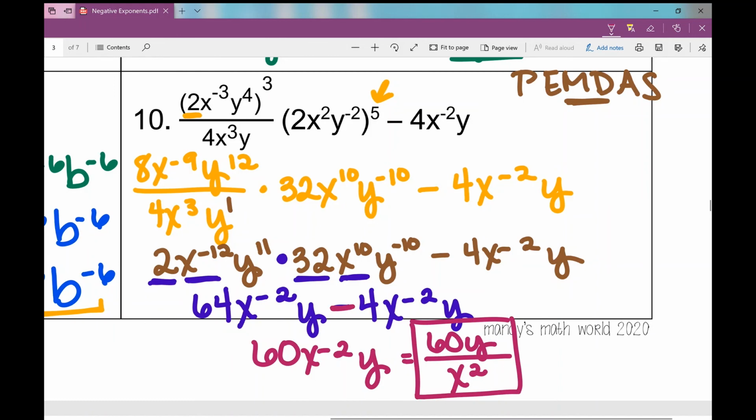Lots of notes today, and it's obviously getting more and more challenging the more rules we add to the picture. So this is challenging, but I hope these notes were helpful and that you understand negative exponents better.